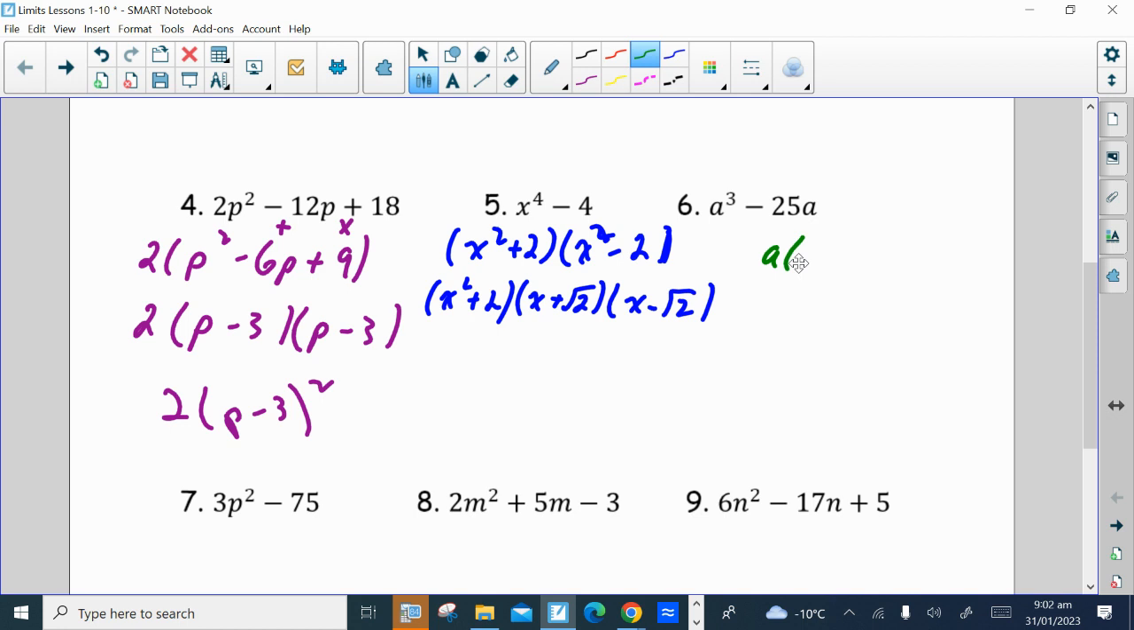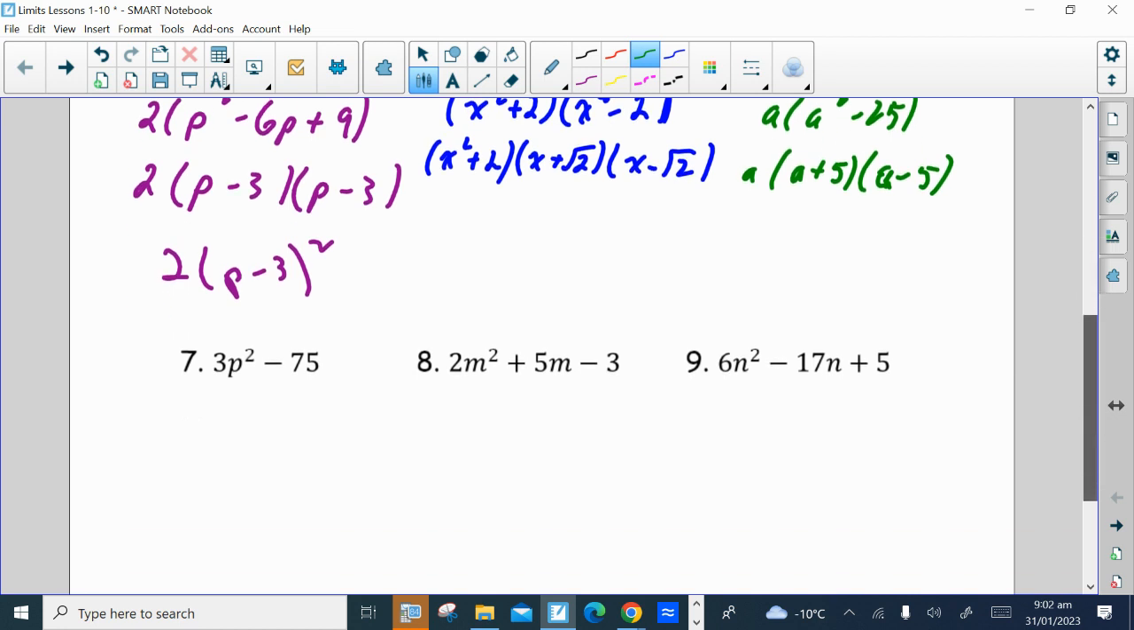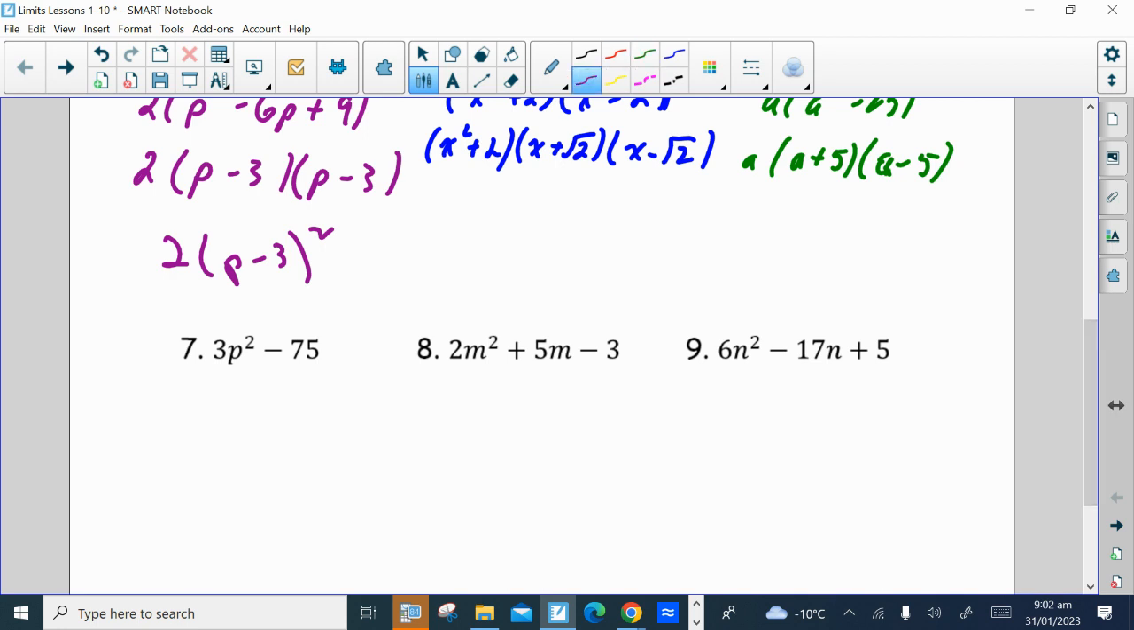Question 6, there's a common factor of a there. Take it out, we'll get a squared minus 25, which is, again, difference of squares. Factors will be a plus 5, a minus 5. Question 7, there's a common factor of 3 there. Take it out, you'll get p squared minus 25, which again is a difference of squares. Just like the last one, only the variable is different.